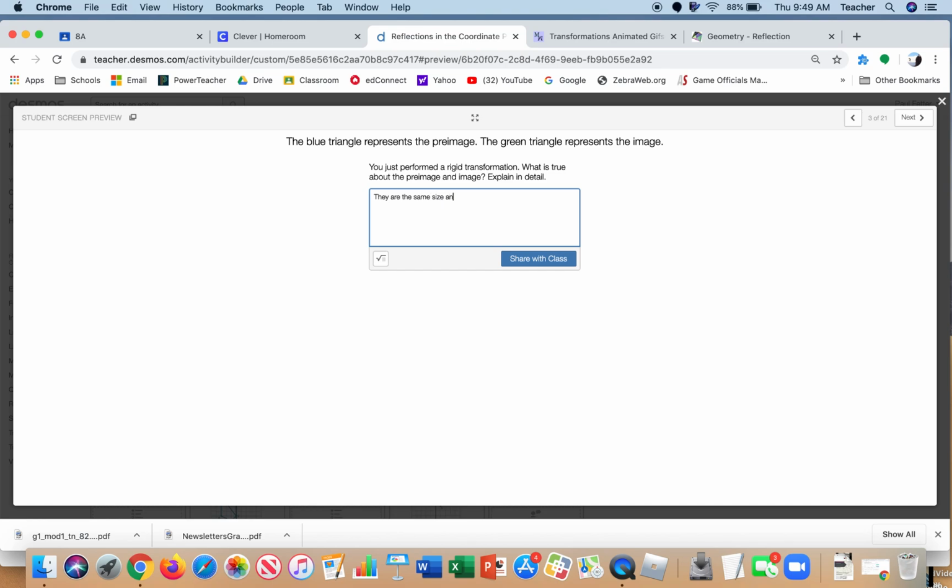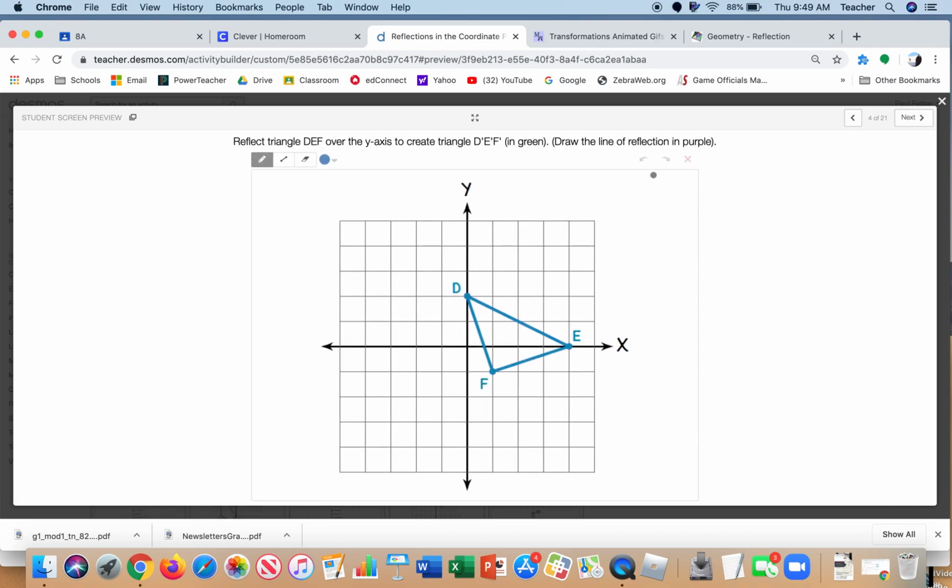size and shape. Now remember this answer because you're going to be adding it several times throughout this activity. Same size means each of the side lengths are the same, and the same shape means each of the angles are the same or congruent.